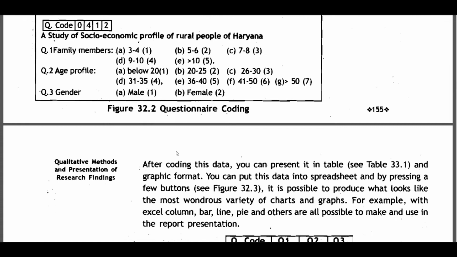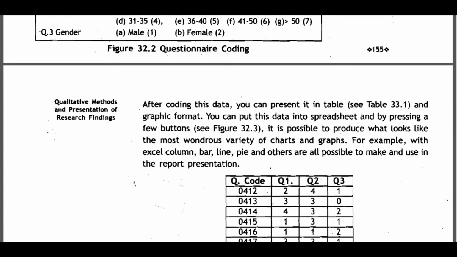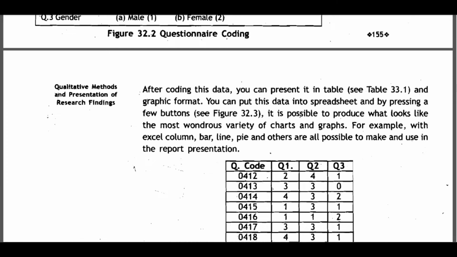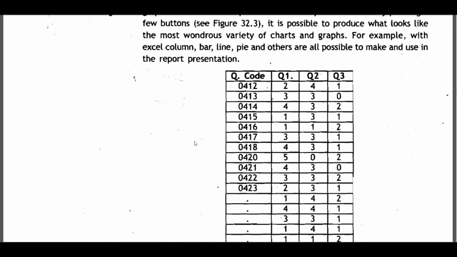Figure, questionnaire coding. After coding is done, you can represent the data in table and graphic format. You can put this data into a spreadsheet, and by pressing a few buttons it is possible to produce what looks like the most wondrous variety of charts and graphs. For example, with Excel, column, bar, line, pie and others are all possible to make and use in the report presentation.